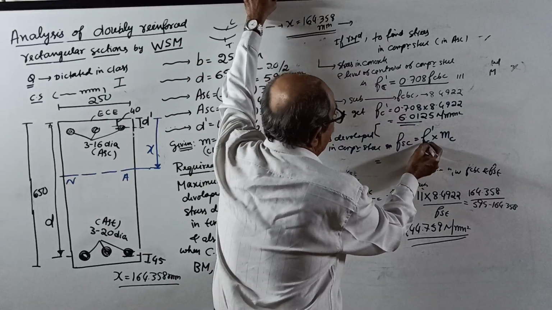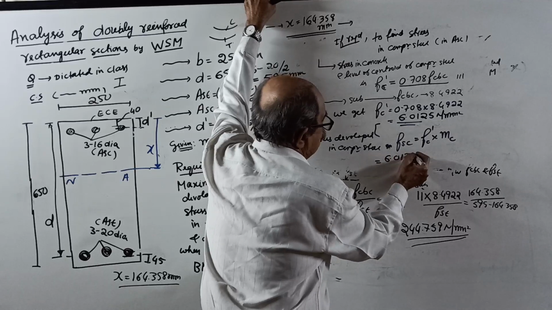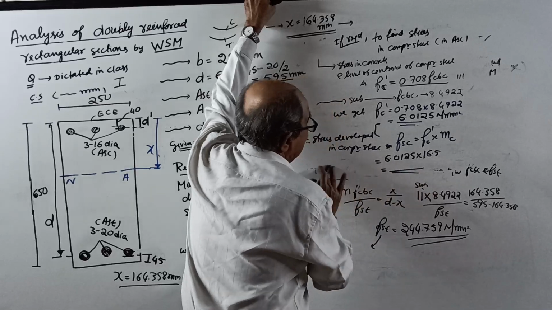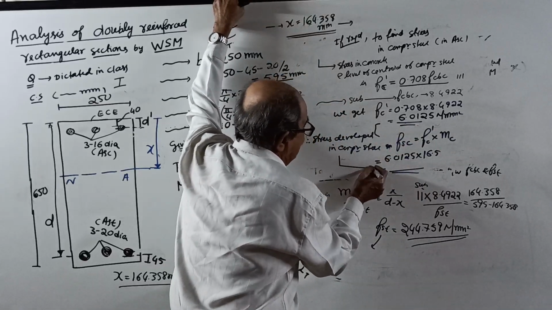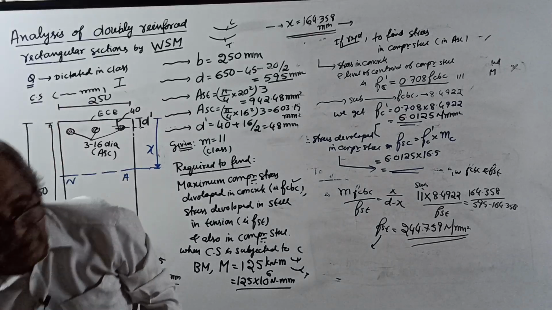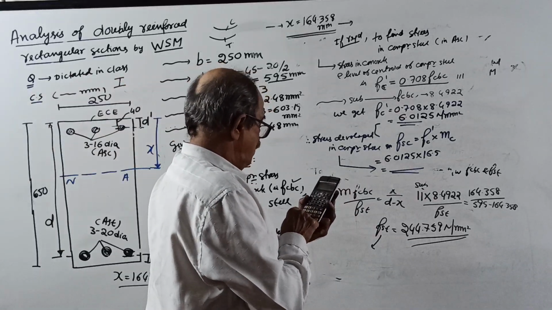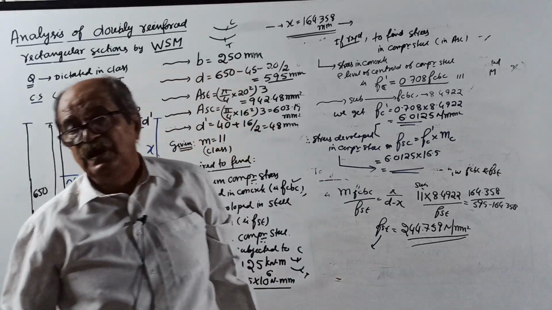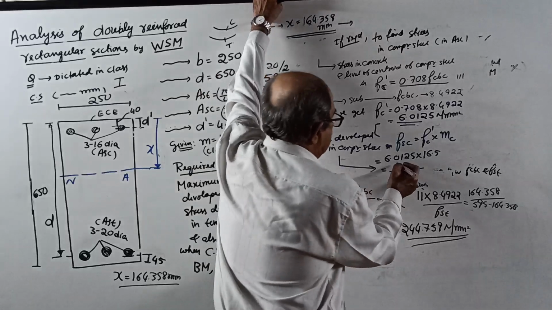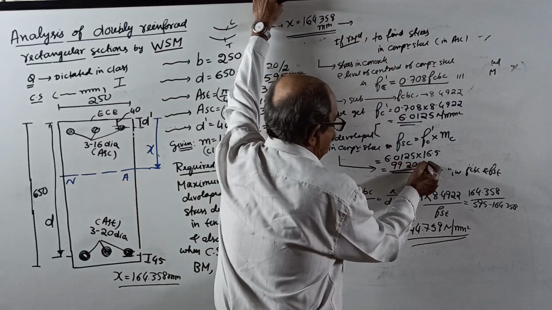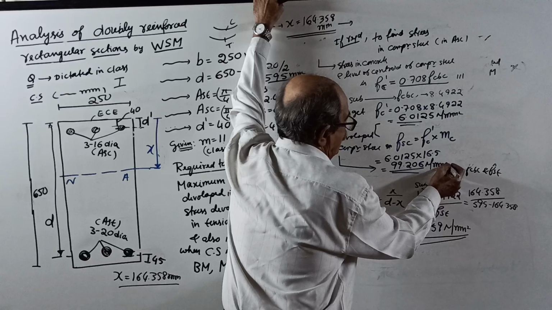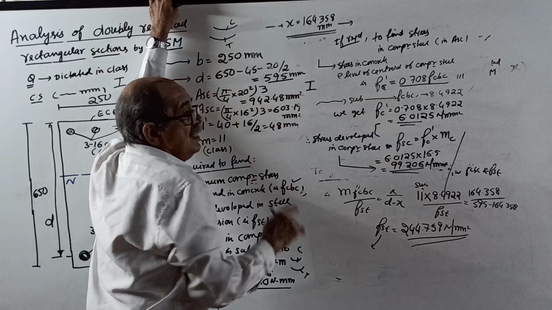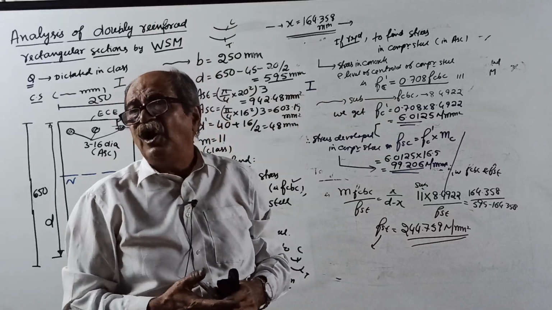So FSC equals FC dash, 6.0125, into MC, which is 16.5. So you get the stress developed in compression steel. Last one: 6.0125 into 16.5 is 99.206 Newton per mm square. Over. So this will complete the question. See, this is Roman 1. That's all. I will close the class here.